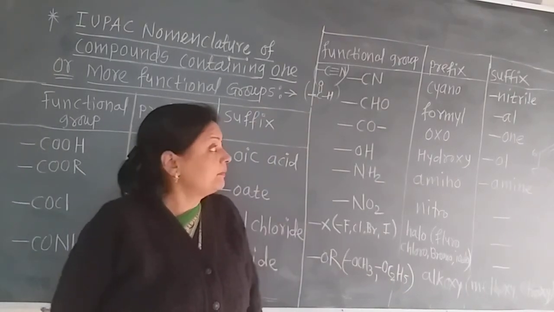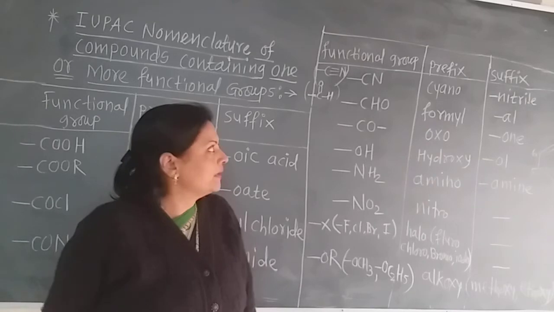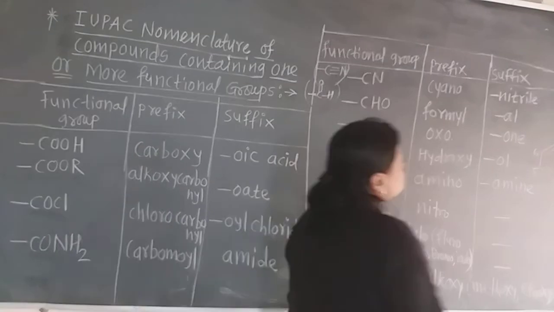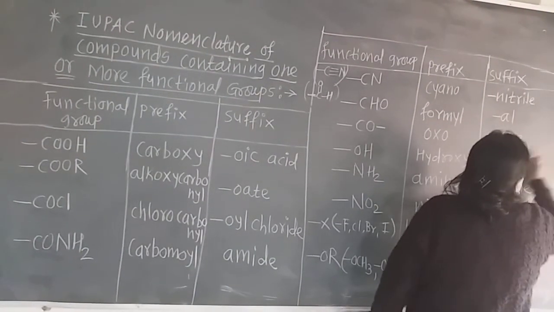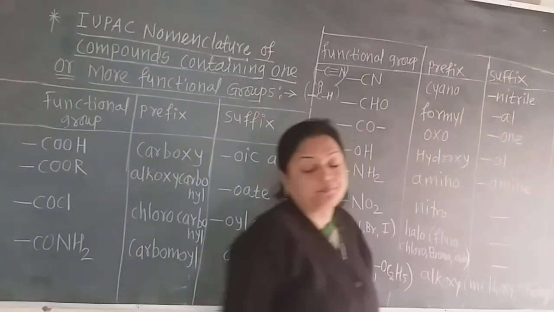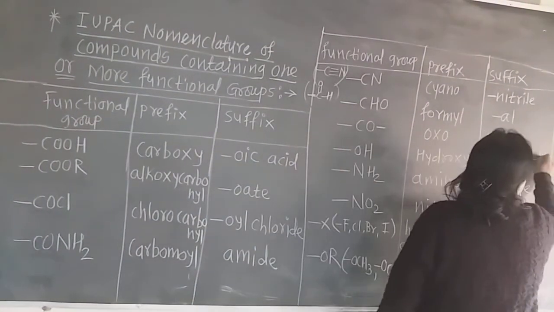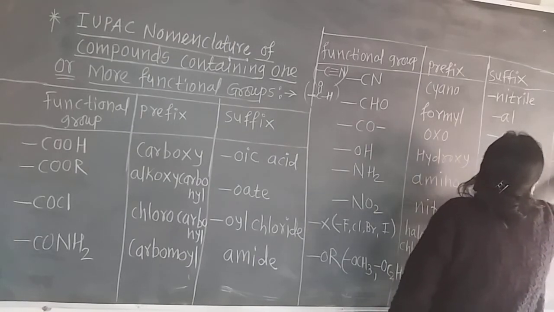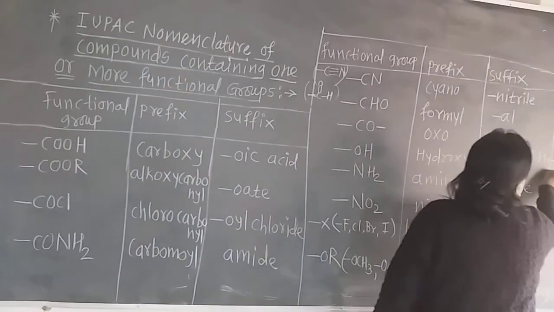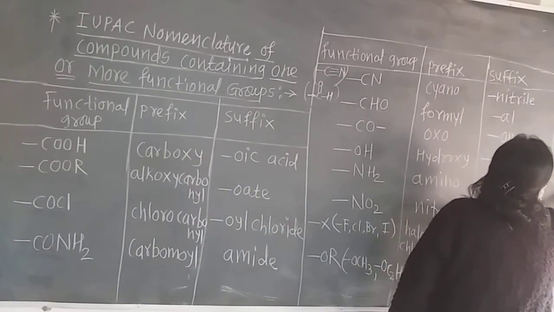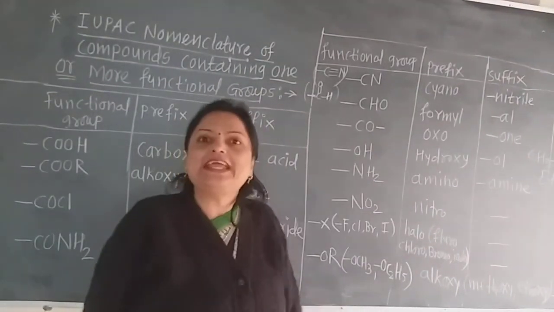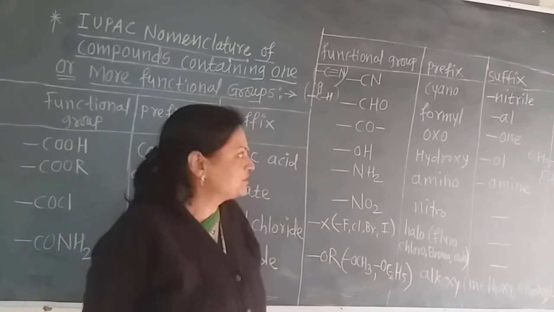So formyl is for the aldehydic group as the prefix, and if the aldehyde group is used as the suffix, then al is the suffix for the aldehyde group. Because if there is such an aldehyde, CH3 C double bond OH, according to the 2 carbon atoms, we call it ethanal. Actually, it is commonly acetaldehyde, but the IUPAC name of that is ethanal. Al is the suffix for the aldehyde.